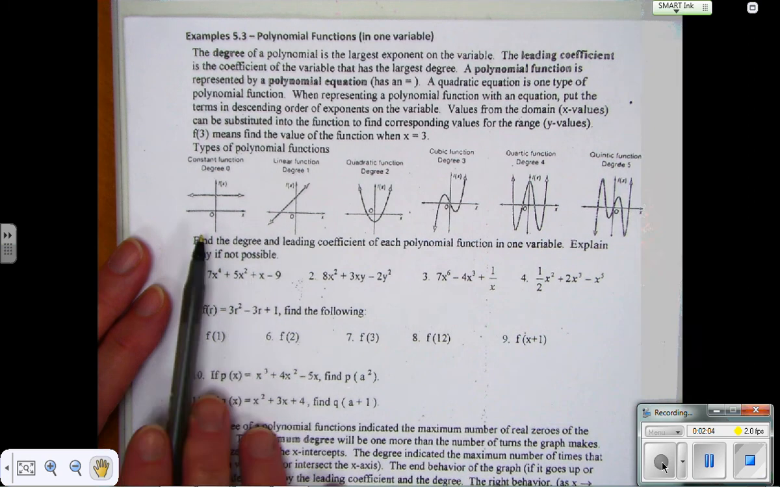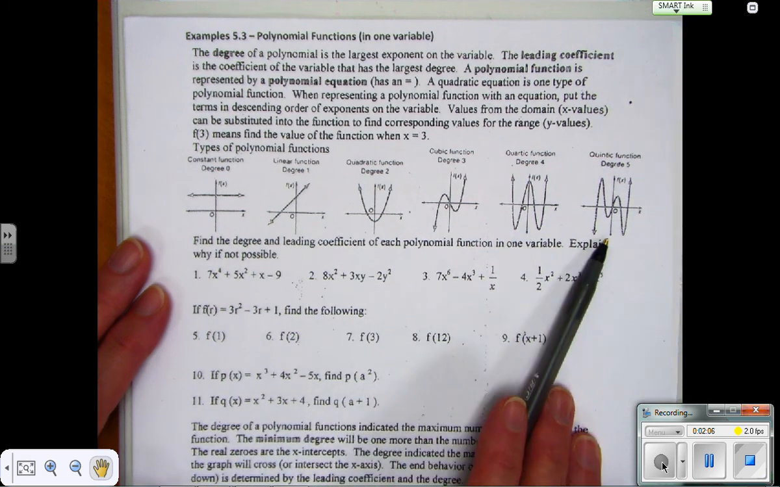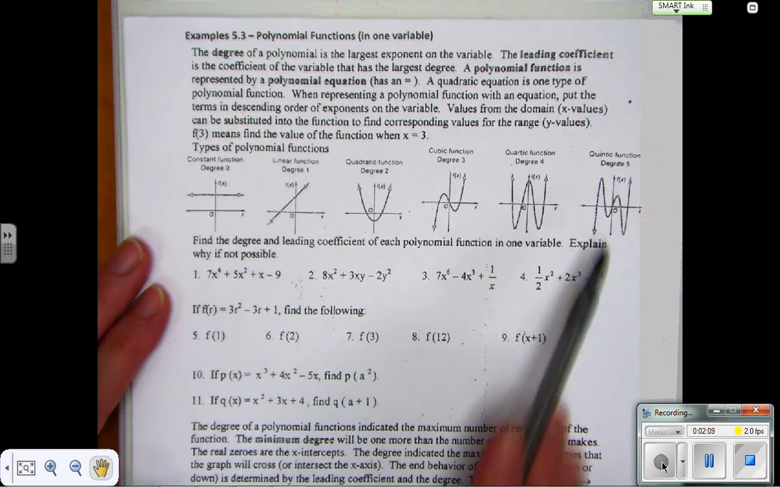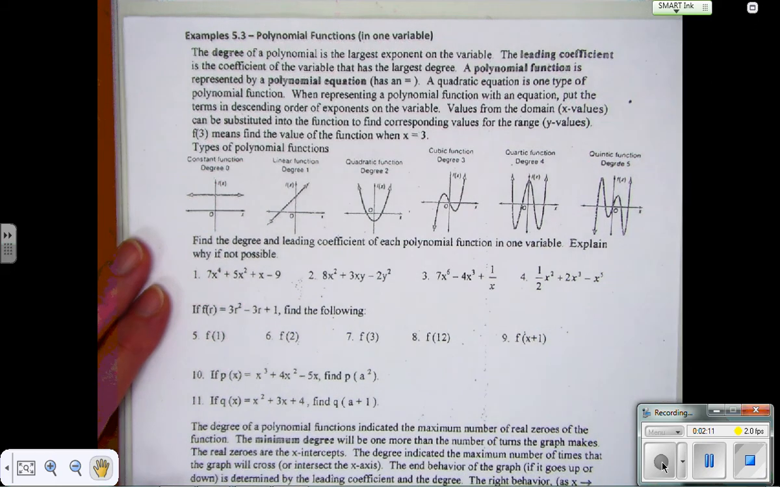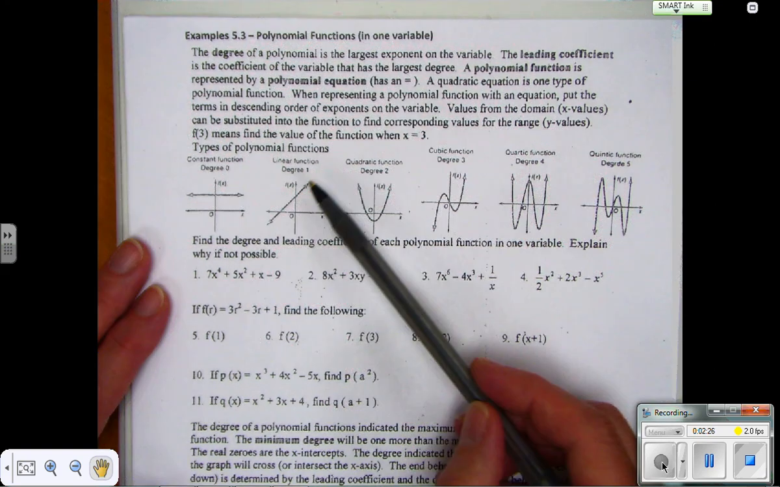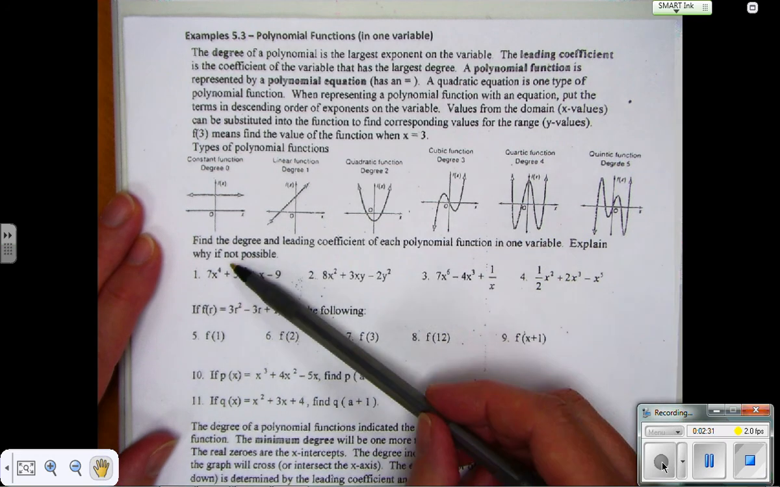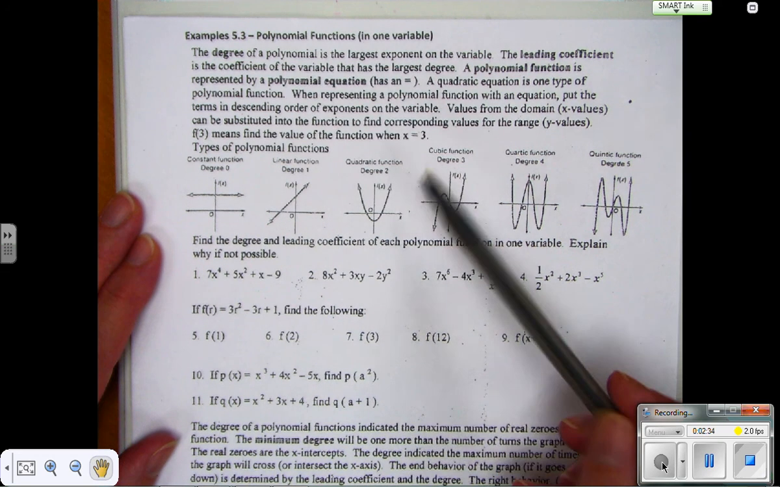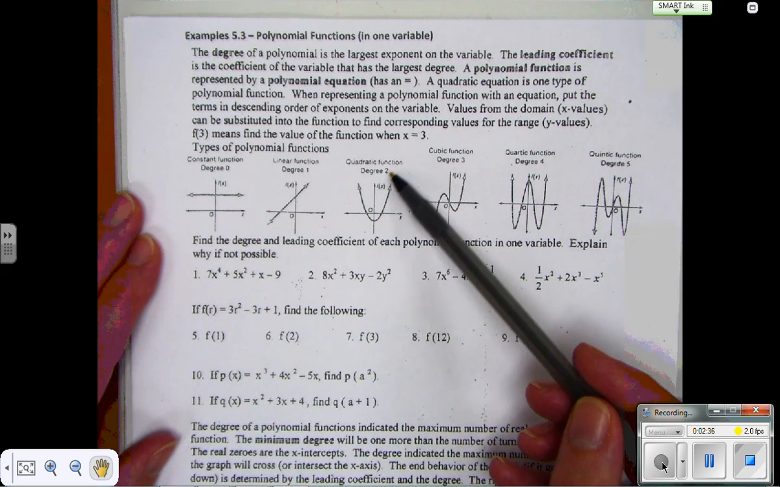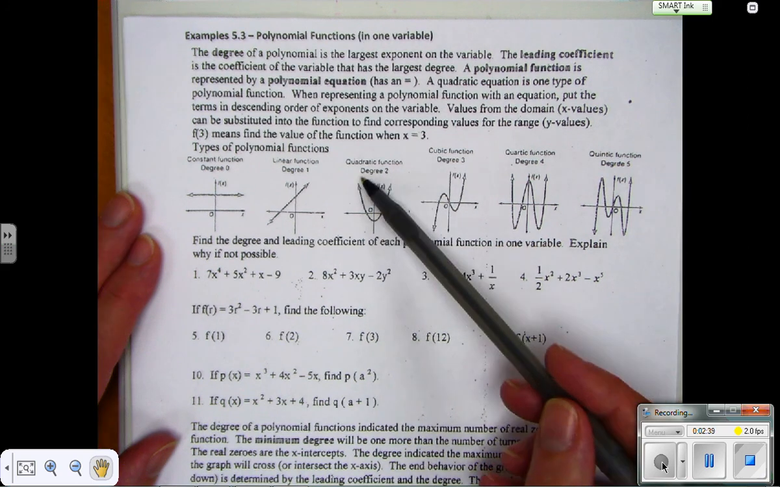Okay, so let's look at these graphs for just a second and think about what kind of pattern is there for those graphs. Looking at the degrees and looking at the graphs, what do you see that is the same? What pattern is there? Okay, so if you have an odd degree, the ends are going to go in opposite directions. If you have an even degree, the ends go in the same direction.